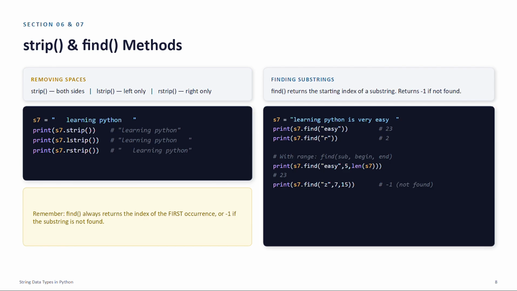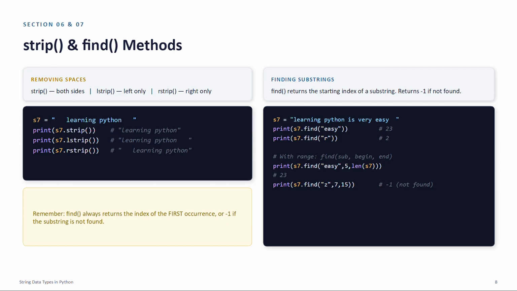So let's see the next one, the find method for substrings. Find returns the starting index of the word, and if not found, returns -1. I am storing the string value "learning Python is very easy" in variable s7. The print function will find out whether "easy" is available inside that particular string or not. If it is available, it will provide the index number where it is found. So "easy" is available at index 23.